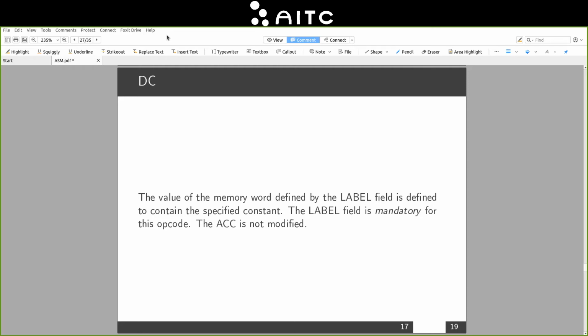Mandatory means what? Required. Okay. Required. The ACC is not modified. It means the number of ACC is the original, right?